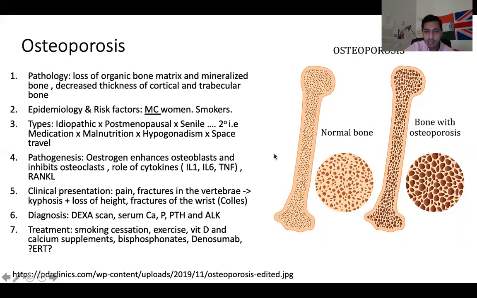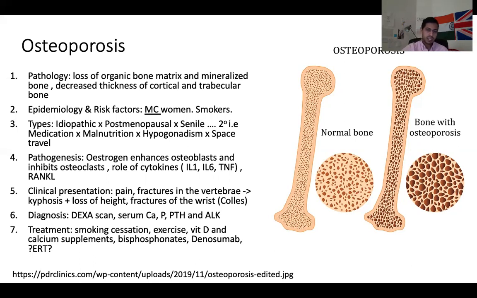So as you can see in this image, normal bone is not very porous. It's usually relatively thick, whereas in the bone showing osteoporosis, you can see there's a lot of porous bone. There's a lot of gaps, and the thickness is definitely decreased.